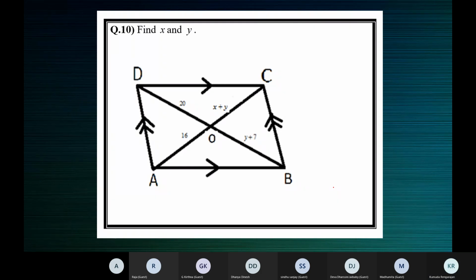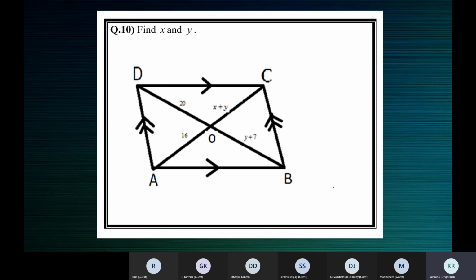Yes, children. So you need to work this using the property of the diagonals, how the diagonals behave in a parallelogram. Tell me the properties of the diagonals in a parallelogram. Diagonals are unequal, correct. Then? Diagonals bisect each other, not at right angle. Correct, they bisect each other. That means O is the midpoint of AC. O is the midpoint of BD.